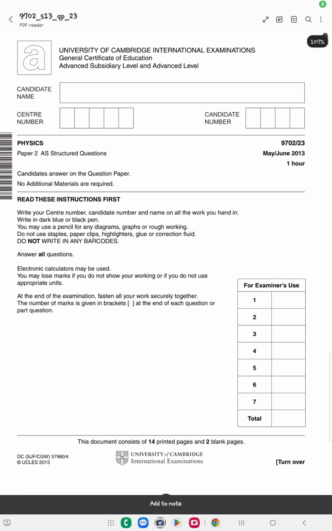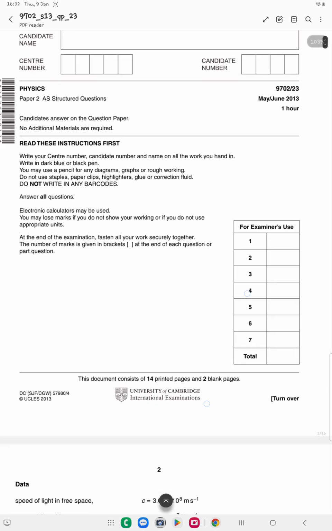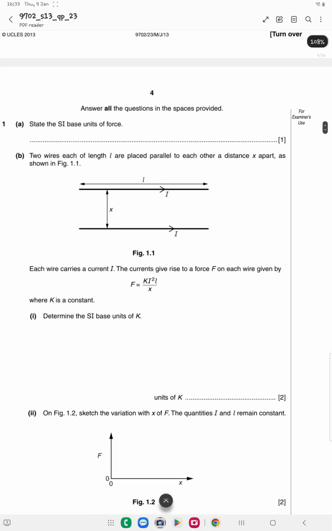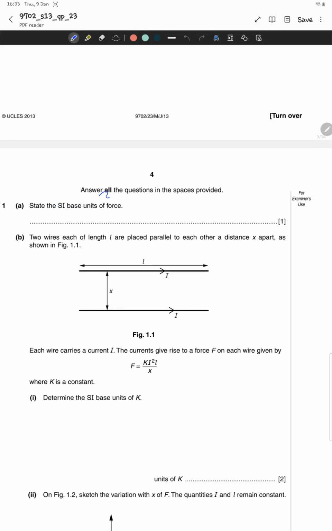Okay, so we have physics paper May June 2013, paper 23. Our first question: state the SI base units of force. Force equals ma, and mass is obviously kilograms, acceleration is meters per second squared. So this would be kg m s^-2.